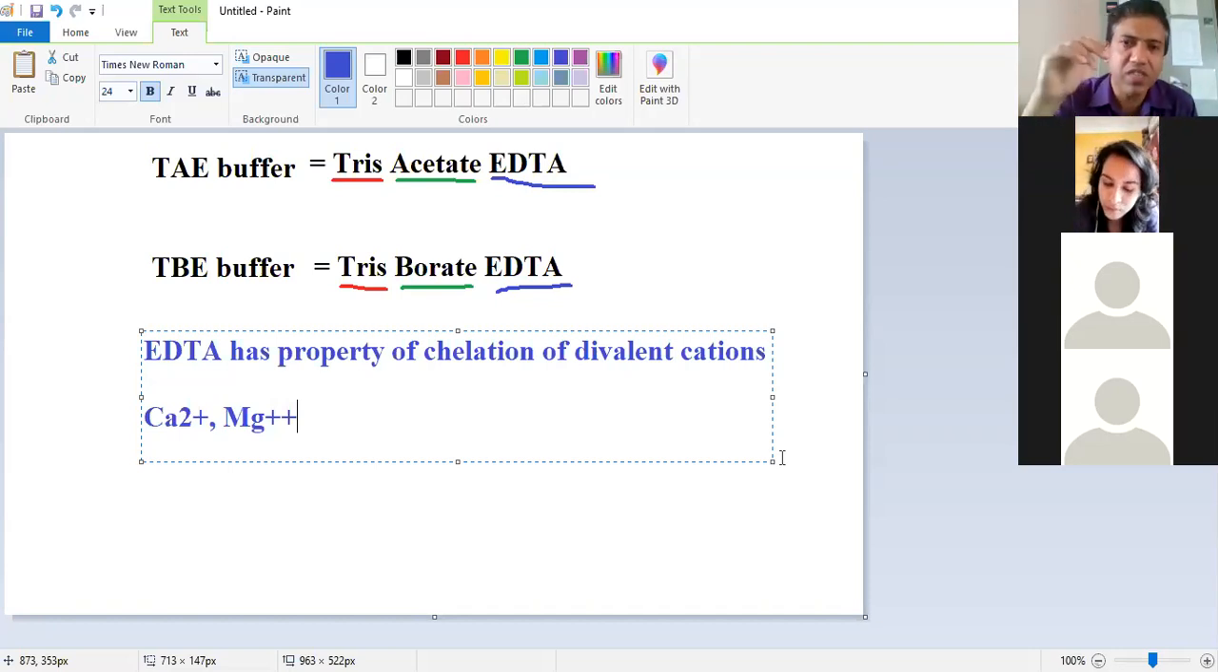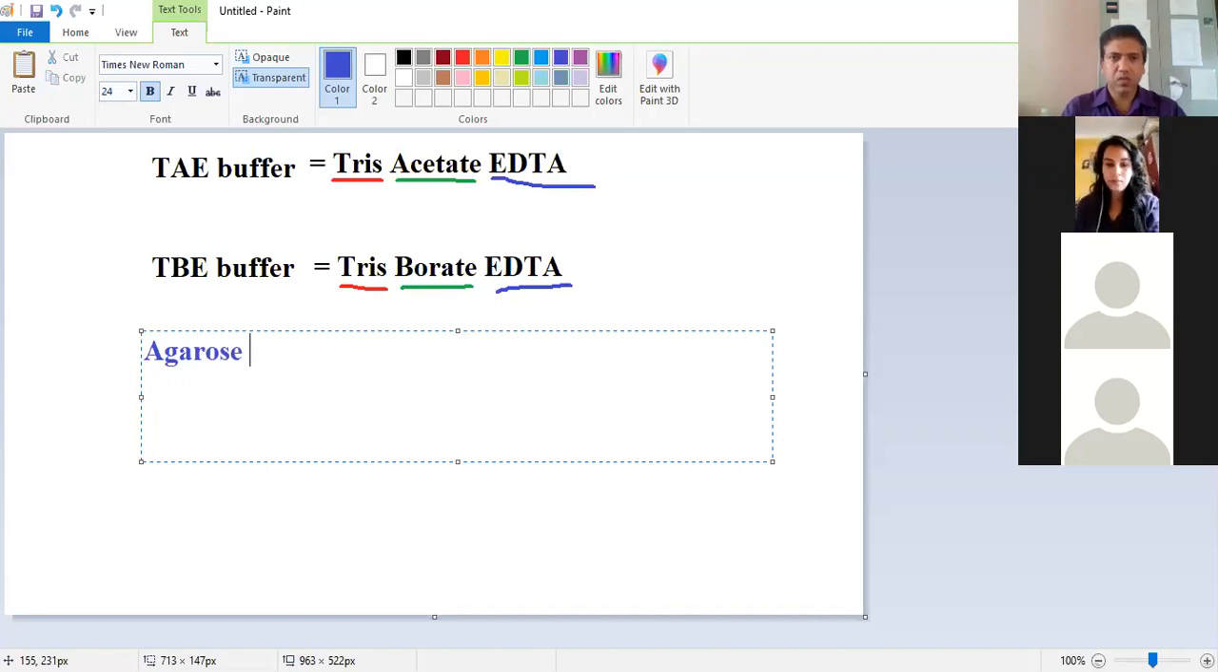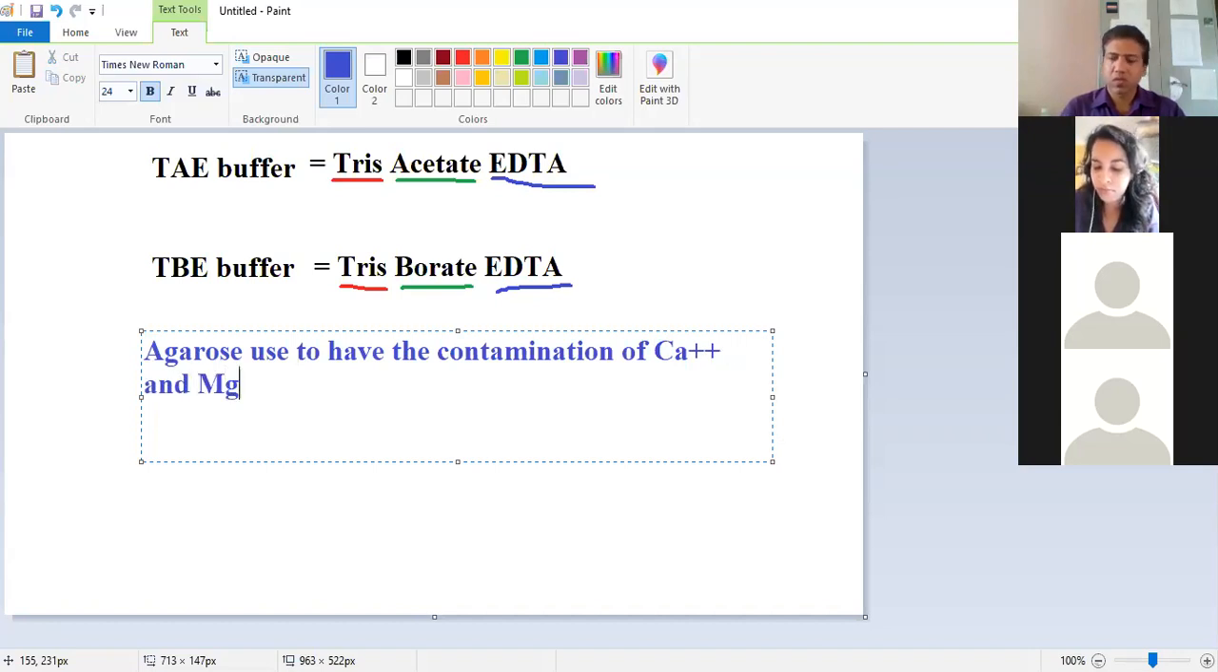Now, what is the function of these compounds in the buffer? The agarose which we use is generally not pure. It used to have contamination of calcium and magnesium ions.